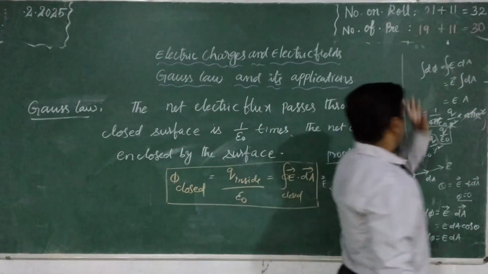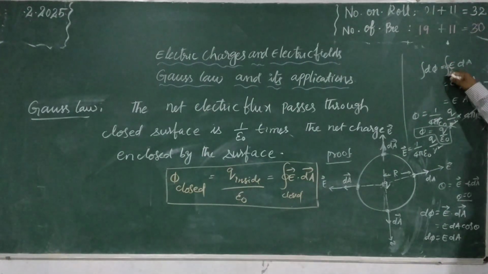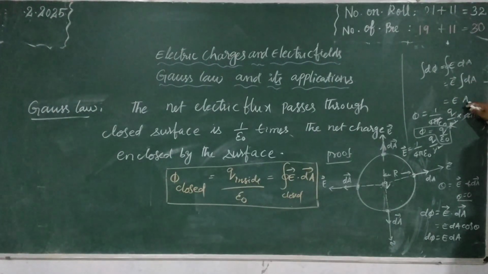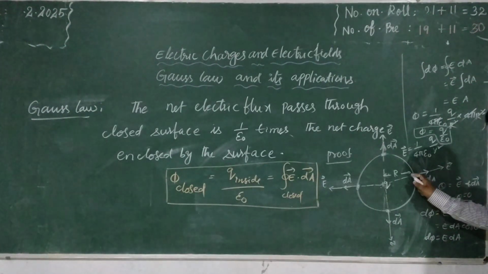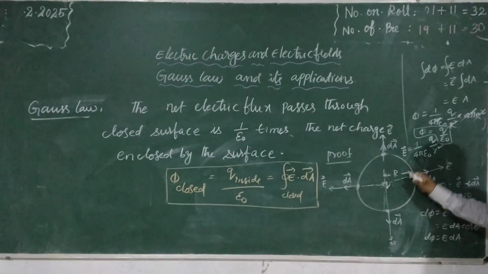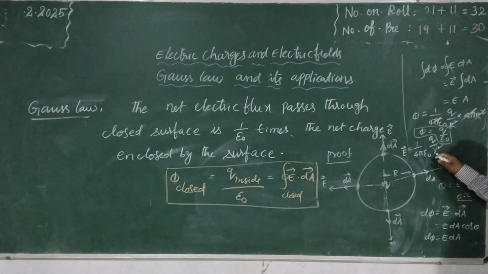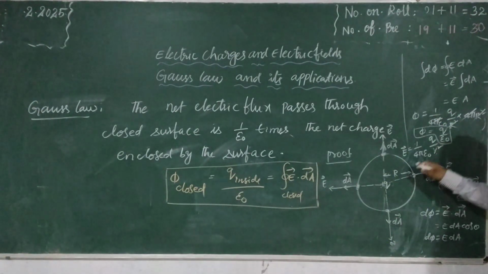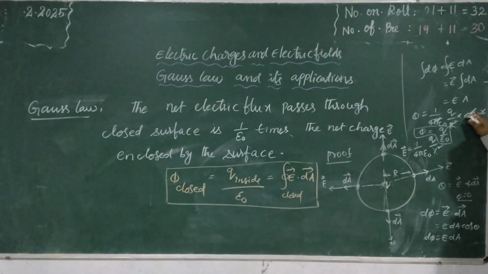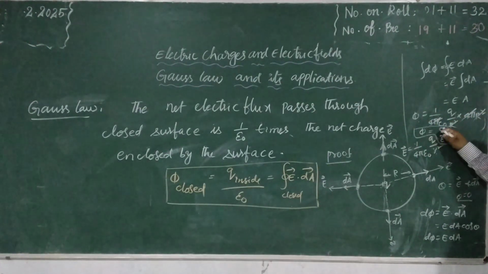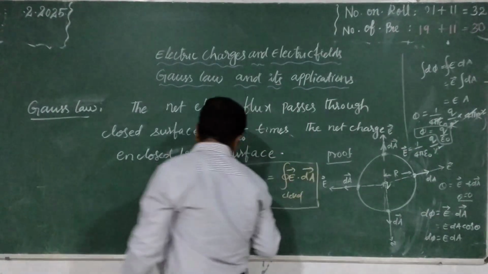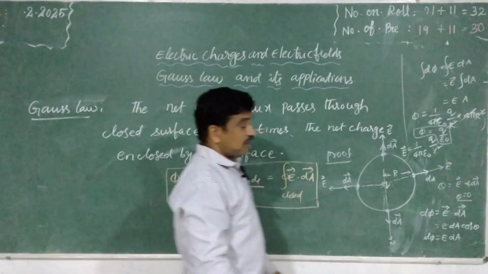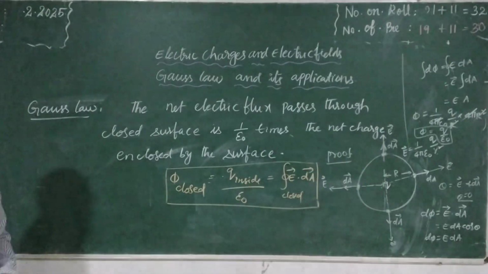Totally, we can take the integral. Integral of d phi equals integral of E dA. E is constant, so the integral of dA is A. At this point, the electric field due to this plus q is 1 by 4 pi epsilon naught q by r square, multiplied by the area of the surface, 4 pi r square. The r square cancels, 4 pi cancels. What we get is phi equals q by epsilon naught, where q is the charge inside the closed surface. This is the proof of Gauss law.